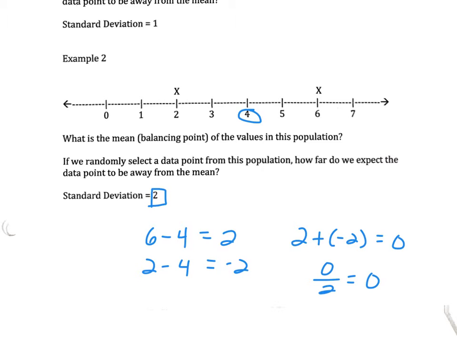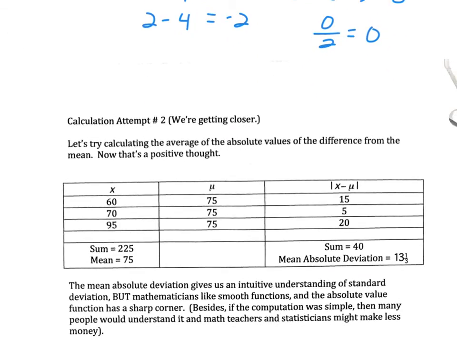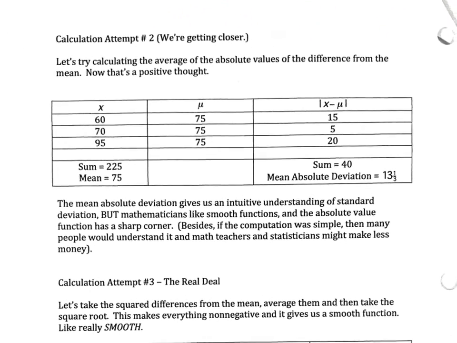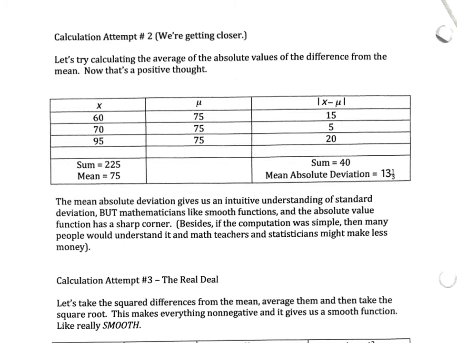Intuitively, you might think that, but we do have a problem with the differences, or the distance from the mean of every single data point should always balance out. They should always end up being 0 when you add them up. So we're going to need another method, and that's what we're going to look toward here. Let's take another attempt. So this is calculation attempt number 2.